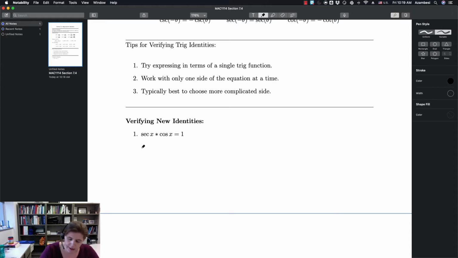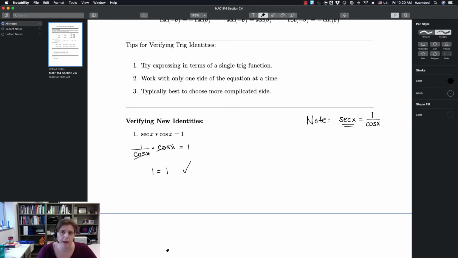So secant is not a sine or cosine, but it has a relationship to 1. So secant of x is equal to 1 over cosine of x. So I'm going to substitute this identity, this relationship, into that side. All right, replacing secant of x with 1 over cosine of x, I get 1 over cosine of x times cosine of x is equal to 1. Now I can cancel those cosines, so 1 times 1 equals 1, and it's equal to 1.